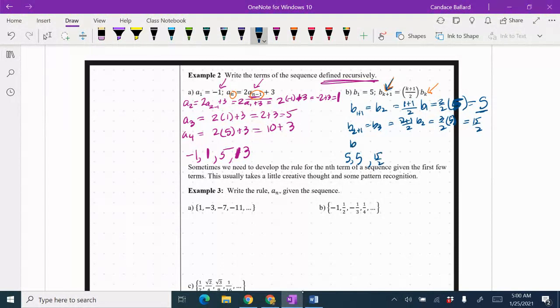All right, let's go one more term. So b sub 3 plus 1 would be b sub 4, which means I'd have 3 plus 1 over 2 times b sub 3. So that would be 4 over 2 times 15 over 2, which would be, 2 goes into 4 twice, so 30 over 2, which would be 15.